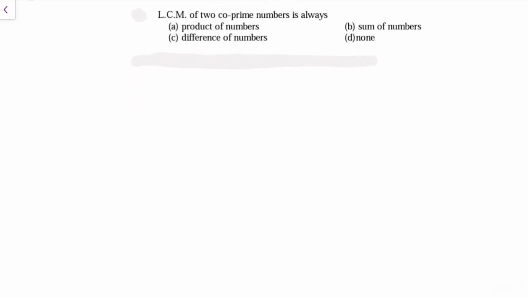Next, LCM of two co-prime numbers. You need to remember that it is the product. Co-prime numbers are two numbers having only 1 as the common factor; no other number is a common factor. Those numbers are nothing but co-primes. So the LCM of two co-prime numbers is always the product of the numbers.